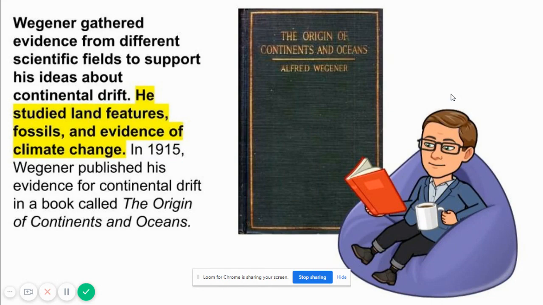Wagner gathered evidence from different scientific fields to support his ideas about continental drift. He studied land features, like mountains. He studied fossils, bones buried deep within the earth, and evidence of climate change. Places that were once warm are now cold, or were once cold, now warm. In 1915, Wagner published his evidence for continental drift in a book called The Origin of Continents and Oceans.